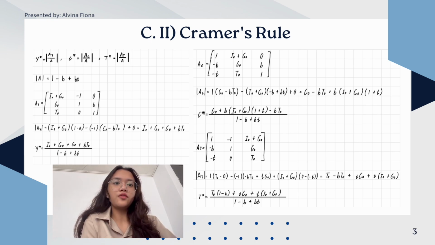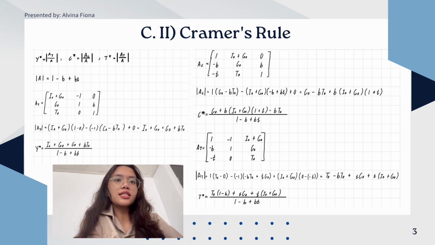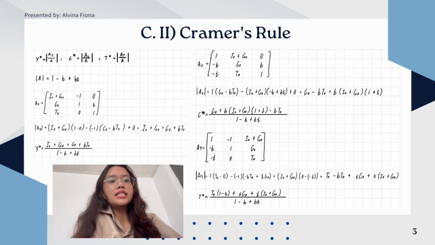Before solving for individual variables, we must find the determinant of the system, A modulus. As shown in the previous question, our determinant is 1 minus b plus bt. This value is crucial because it acts as the common denominator for all our solutions. If this value were 0, the system would have no unique solution.